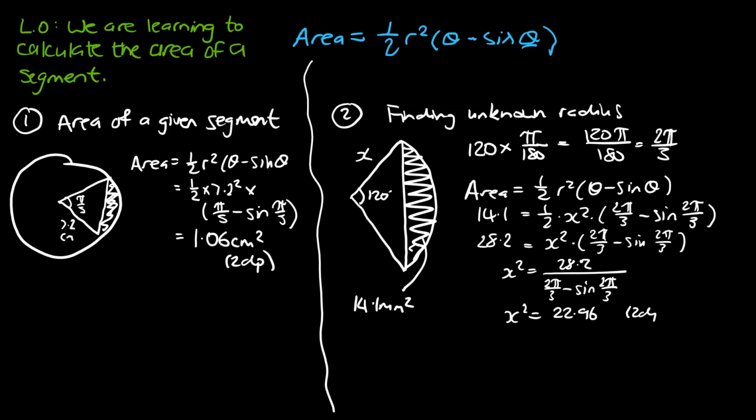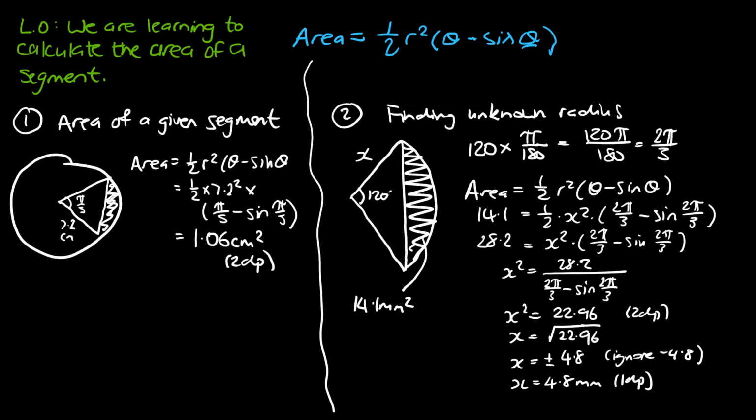22.96, and I rounded that to 2 decimal places. I'm then going to square root that, 22.96, and then x will be equal to plus or minus 4.8. And in this case here, we're going to ignore the negative 4.8 answer because we know our measurement can't be negative, which means x will be equal to 4.8 millimeters, and I've rounded that to 1 decimal point.